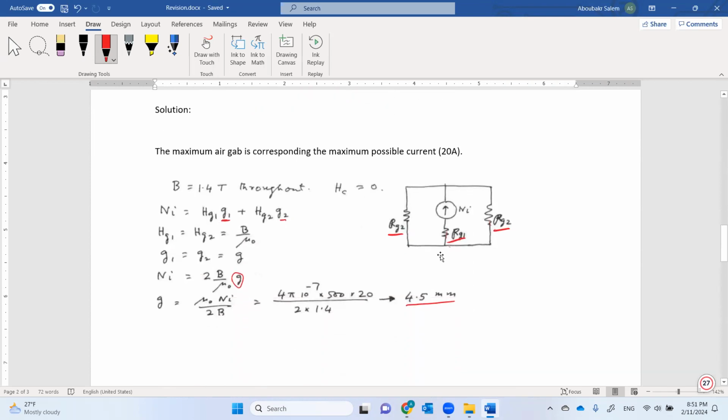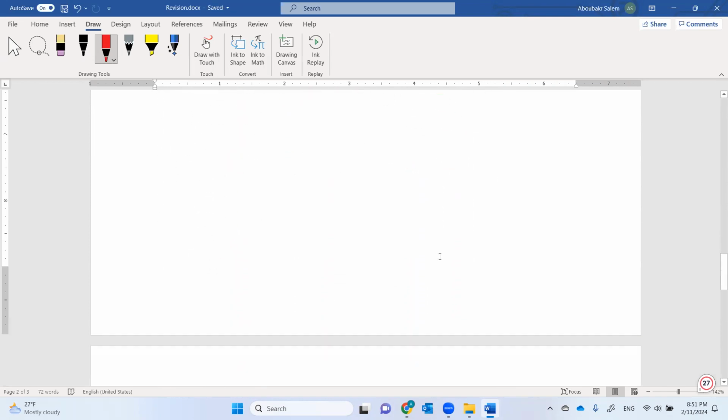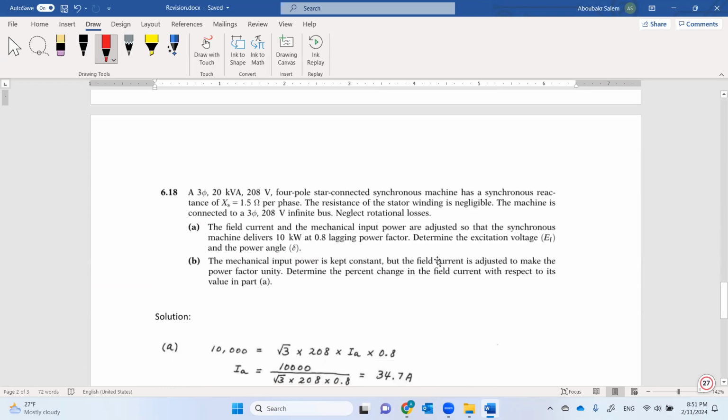So this is also another example here, guys. Let's solve a problem on synchronous machine.